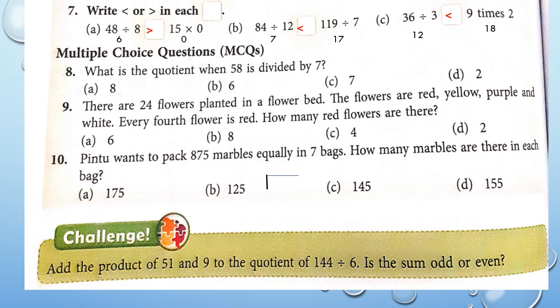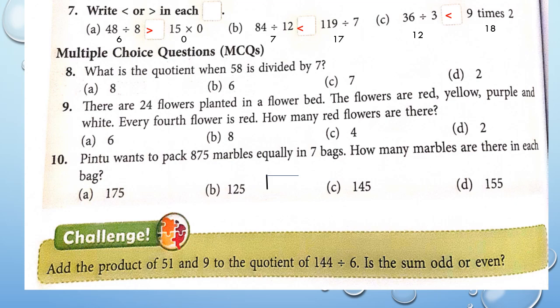Now multiple choice question. Number 8. What is the quotient when 58 is divided by 7? We have to say the table of 7. We have to go till 58 or less than 58. So 7 ones are 7, 7 twos are 14, 7 threes are 21, 7 fours are 28, 7 fives are 35, 7 sixes are 42, 7 sevens are 49, 7 eights are 56, 7 nines are 63. 63 is greater than 58. So we have to go to the number before.